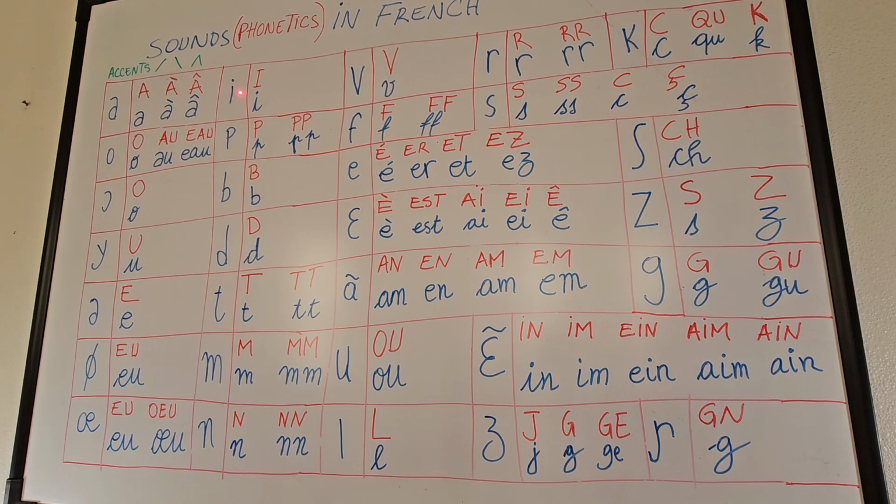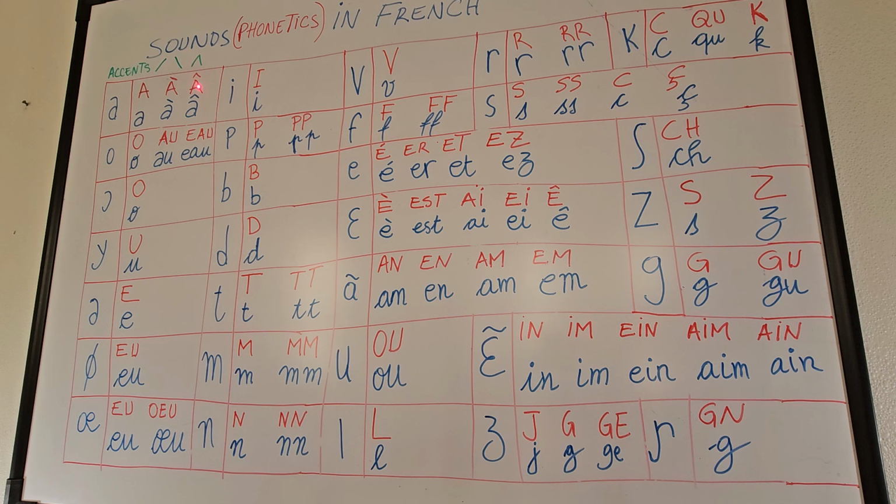Okay, today we're going to explain different sounds in French. We call them phonetics, the same as in English. In French we have three different accents: the acute accent, which goes this way, the grave accent, which goes this way, and the circumflex accent.